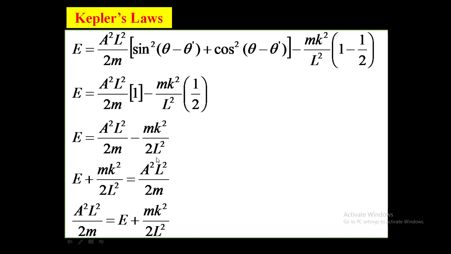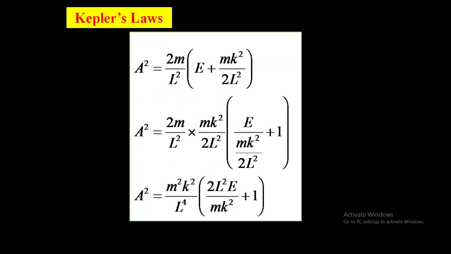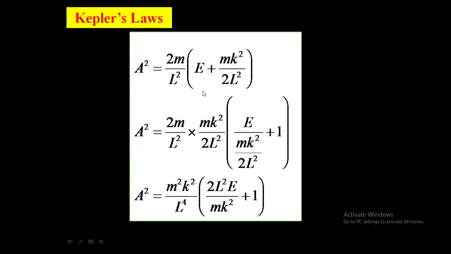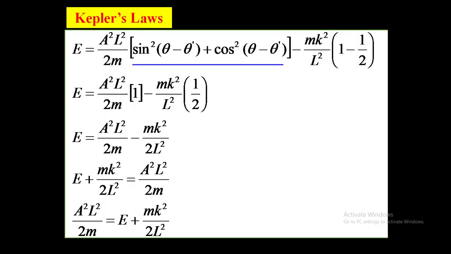Here we are rearranging the terms: a square L square by twice m is equal to E plus mk square upon twice L square. After rearranging, we take common the term mk square upon twice L square. Again look at this slide: a square L square upon twice m is equal to E plus mk square upon twice L square.